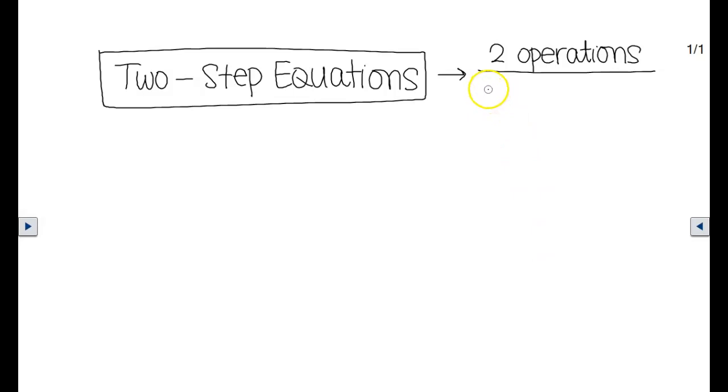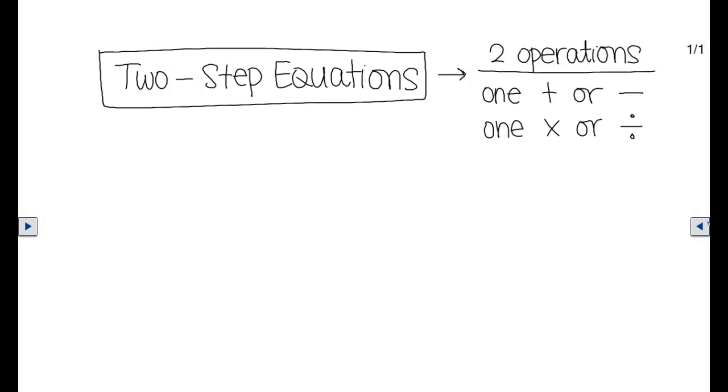So here's what will happen. You will have one addition or subtraction in the problem, and then one multiplication or division. So in a two-step equation, you'll always have that. You'll have either an add or a subtract in the problem that you'll have to undo, and then a multiply or a divide in the problem that you'll have to undo.